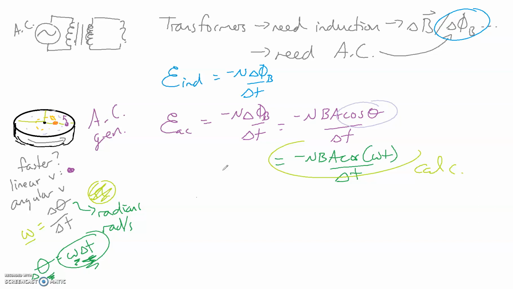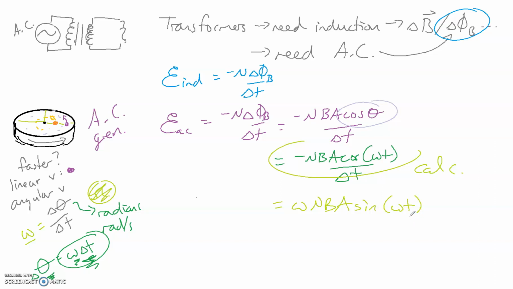And if you don't know how to do this, don't worry about it. I'm just trying to show you how this stuff all connects and where this AC stuff actually comes from. But if you take the derivative of this, you will end up with omega NBA sine omega t. And yes, the trig function does change.